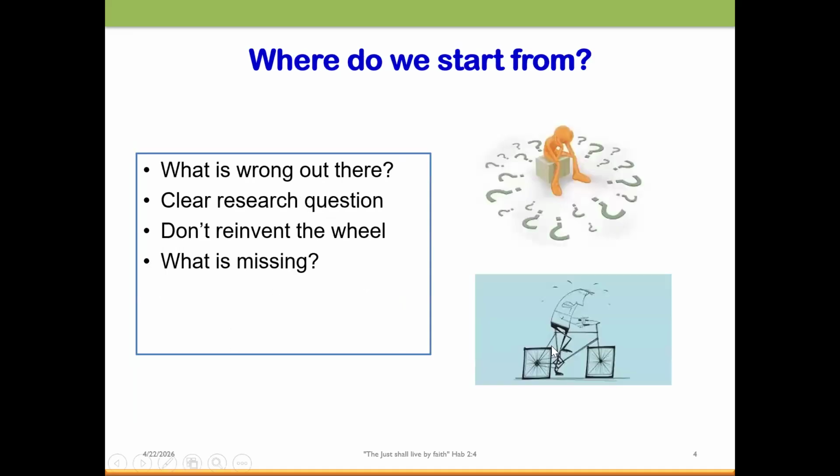So, of course, where do we start from? As we are looking at literature, it is important that you ask yourself, what is actually wrong out there? Now, I love this figure. You realize this guy is just asking themselves, and then they felt like, we need to come up with something, and he came up with a bicycle with square wheels. But then, of course, he's sweating because it is not actually moving on a flat ground.